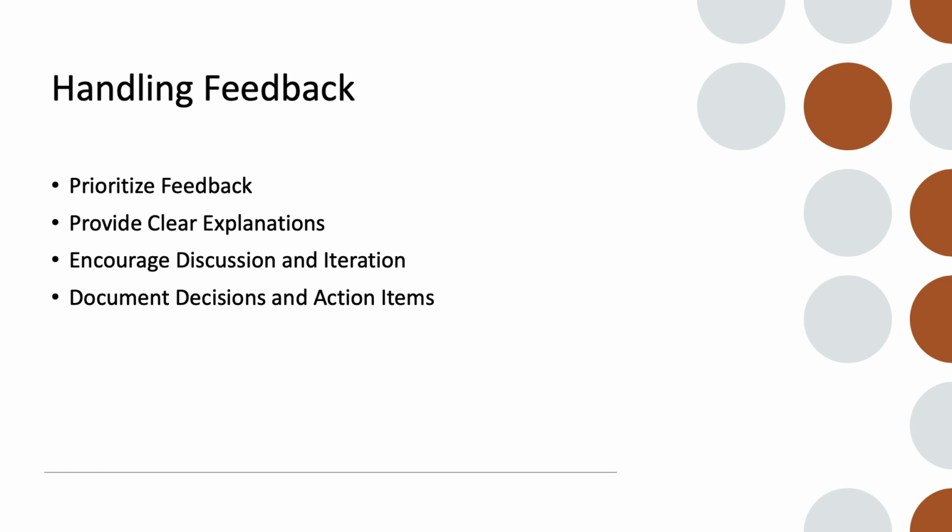It is also important to provide clear explanations and rationale for feedback, as well as help authors understand the reasoning behind the suggested changes and the implications for the code. And also, encouraging discussion and iteration allows teams to collaborate on finding the best solutions to any issues.